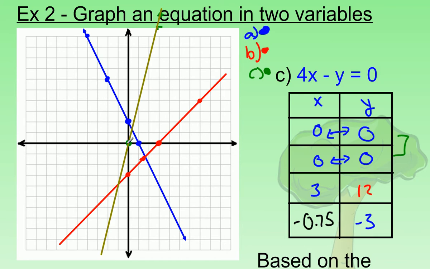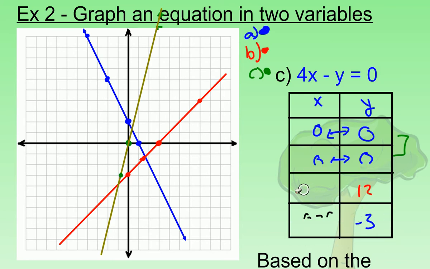-0.75, -3. So -0.75 would be in this area. 1, 2, 3. My guess was pretty good, because that -0.75, -3 happened to be right on that line as well. Now, if you're not confident that your line is accurate, feel free to plug in some more points. There's nothing saying you can only use 4 points. In fact, the more points you use, the better.